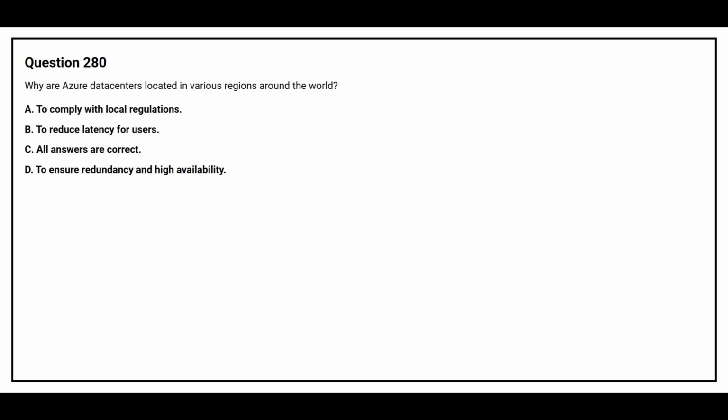Question number 280. Why are Azure data centers located in various regions around the world? Option A. To comply with local regulations. Option B. To reduce latency for users. Option C. All answers are correct. Option D. To ensure redundancy and high availability. The correct answer is Option C. All answers are correct.